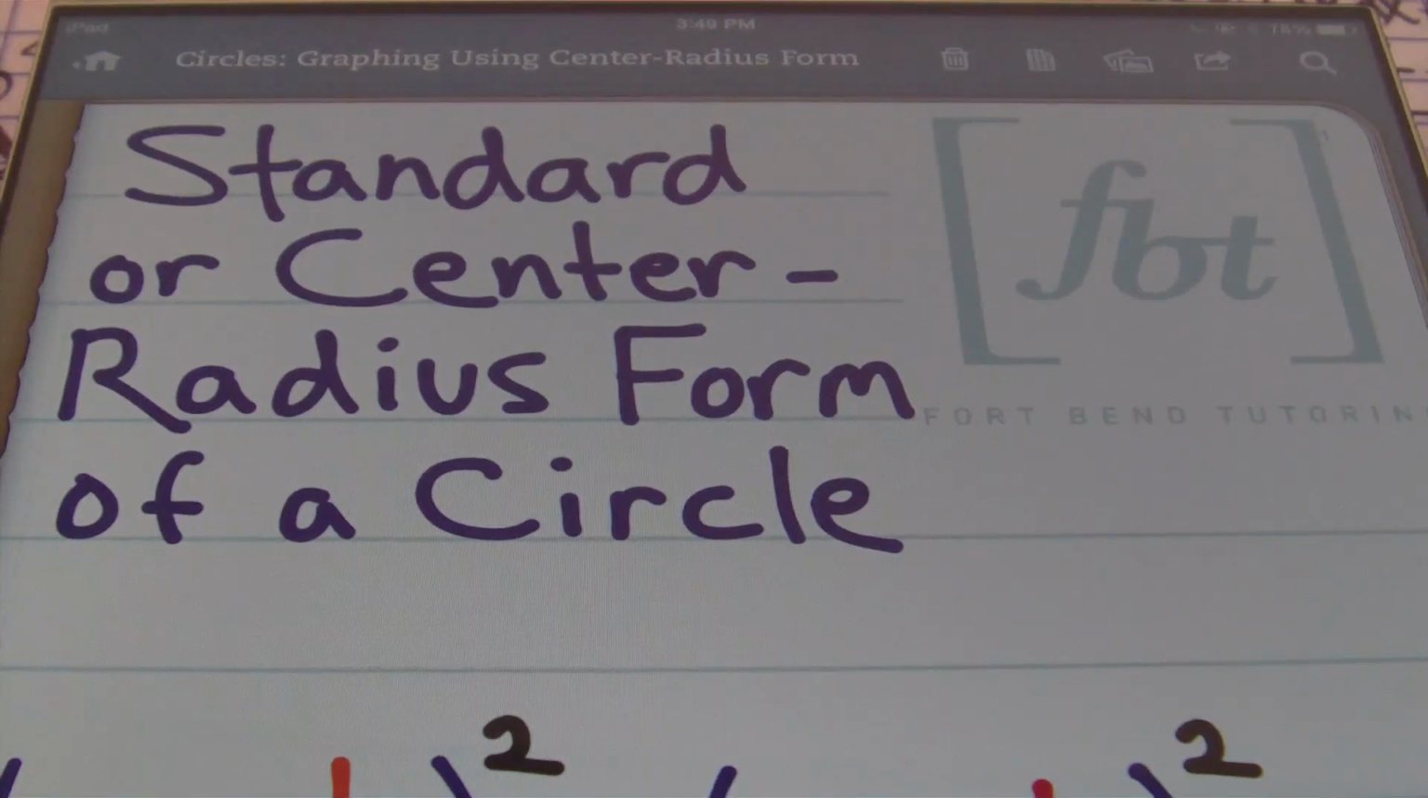Today's tutorial is going to be about circles. Graphing circles using the center radius form. That's right, we'll be taking a look at different examples and graphing circles together.